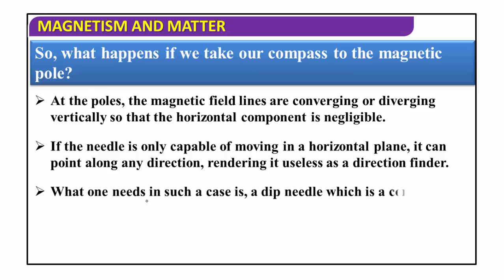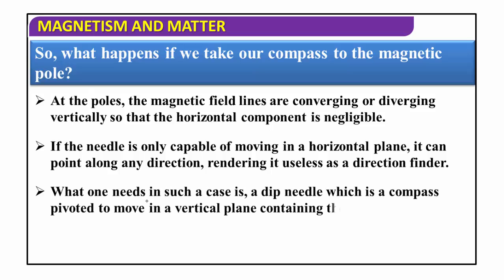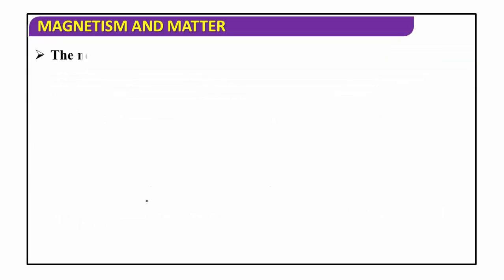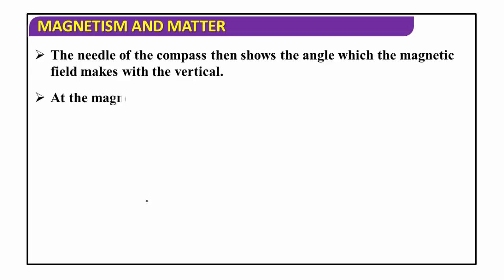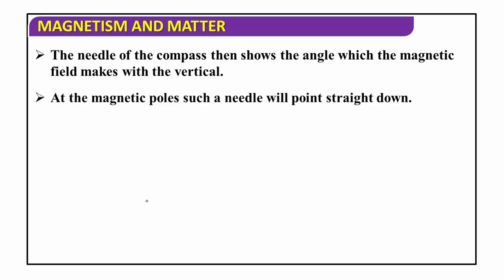Then what one needs in such a case is a dip needle, which is a compass pivoted to move in a vertical plane containing the magnetic field of the earth. The needle of the compass then shows the angle which the magnetic field makes with the vertical. And at the magnetic pole, the needle will point straight down. These are all the properties of the magnetic compass needle. Already what I have provided in your notes. Refer to those notes. Okay.